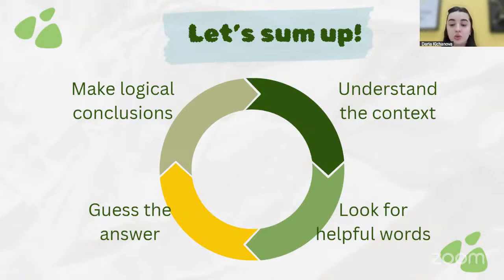After you looked for helpful words, after you found some details that can be helpful for you, you need to, of course, choose the answer or maybe guess the answer, and after that, make logical conclusions, check whether you are correct, and evaluate, I would say, how logical your conclusion is. Have you considered all the details that were before, like context, helpful words, meaning, and then you can make this logical conclusion and check whether you were correct or not.